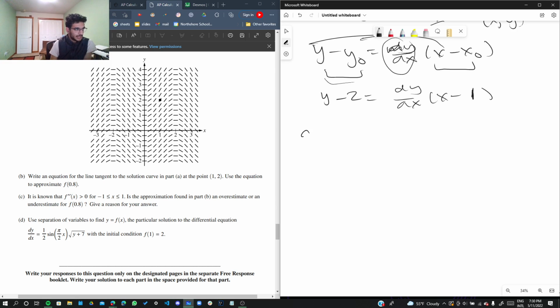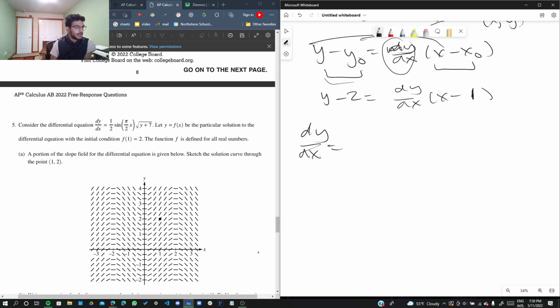And now we need to find dy/dx. They've given us dy/dx right here: half sine(pi over 2 x) times square root of y plus 7. So what we're going to do is plug in (1, 2) into there. We're given (1, 2).